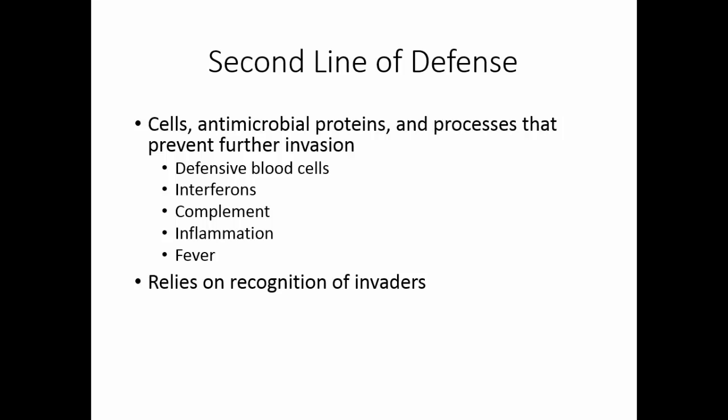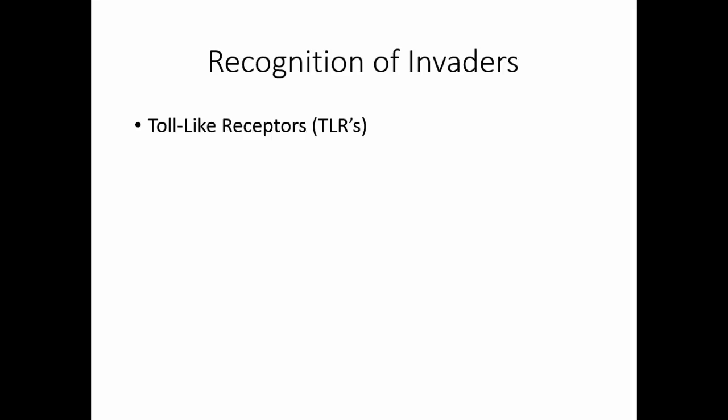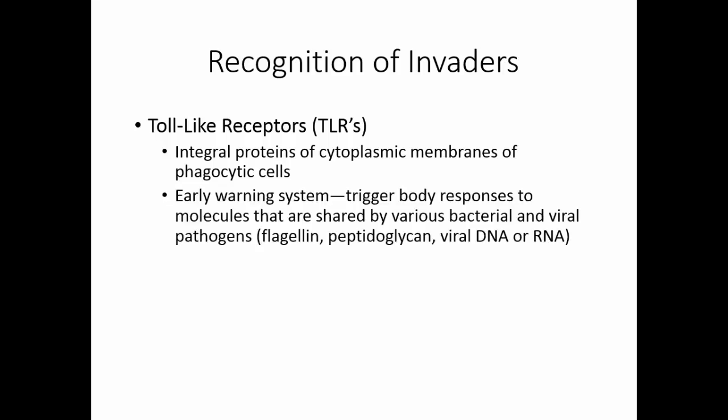Part of our second line of defense depends upon the body's ability to recognize invaders. Now, this is not a specific recognition. This is more an invader as you're not supposed to be here, you're not normal kind of thing. To do this, we have toll-like receptors and NOD proteins. These are both involved in triggering second and third line defenses. The toll-like receptors are a group of integral proteins of the cytoplasmic membranes of our phagocytic cells. These act like an early warning system.